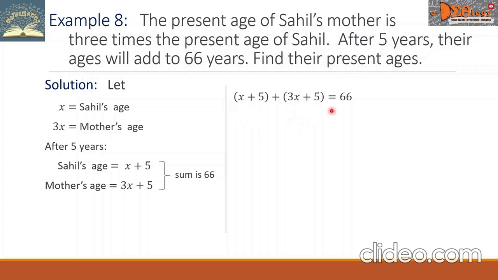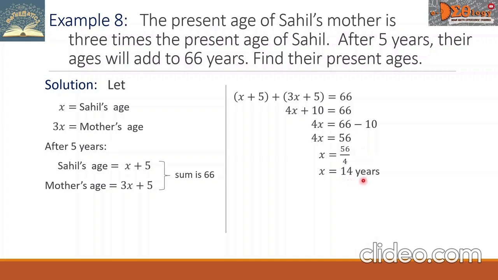We remove the grouping symbols and we combine like terms. We combine x by 3x, we combine 5 by 5. So x plus 3x is 4x plus 5 becomes 10. This 10 we transpose to the right. So 4x equals 66 minus 10. And the right side becomes 56. We divide the equation now by the coefficient of x, which is 4. So x becomes 56 over 4, and the quotient is 14.